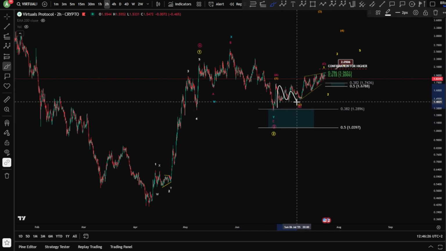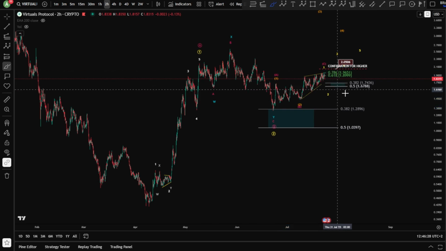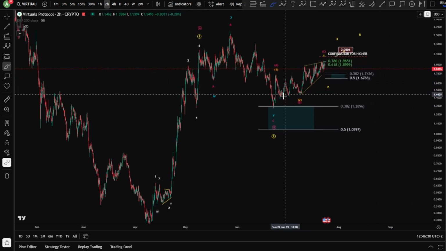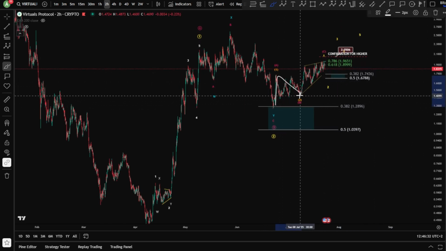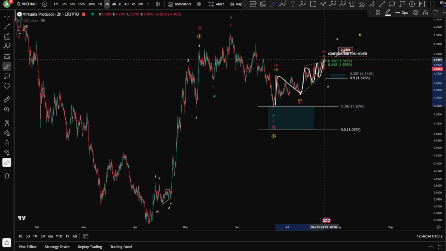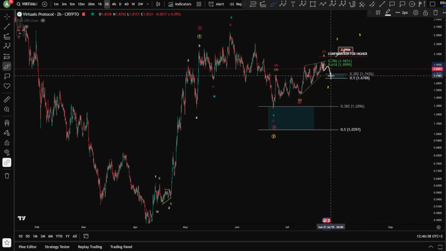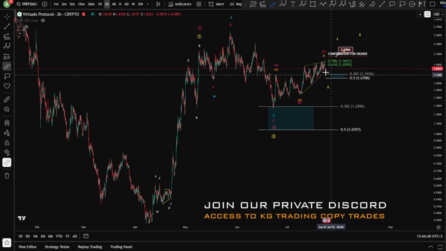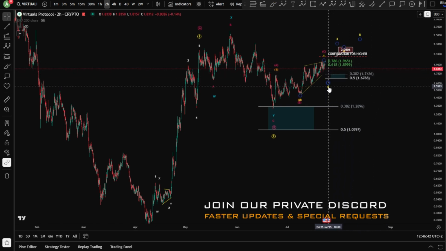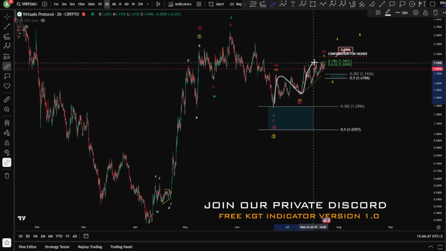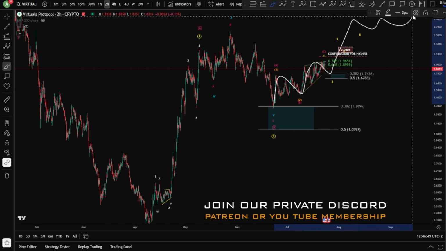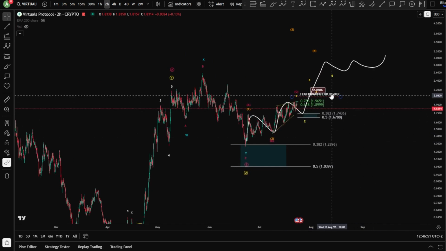Now, the choppiness that we are looking at in Virtuals cannot be explained other than being in 1-2 here. Another leading diagonal for wave 2 as expected. And I'm expecting still the 0.38 to be hit again for a wave 2 here as double 1-2s. Meaning you are looking at 1-2, 1-2, and then wave 3, 4, 5, 4, 5 towards higher prices.